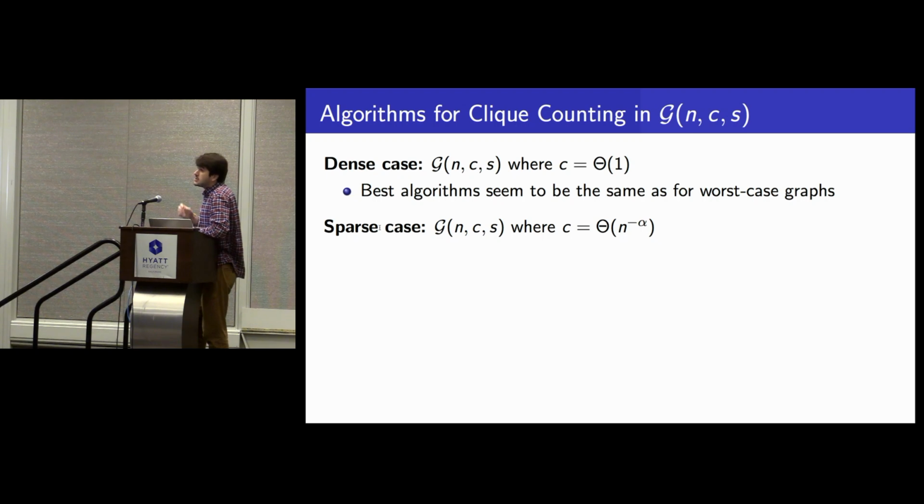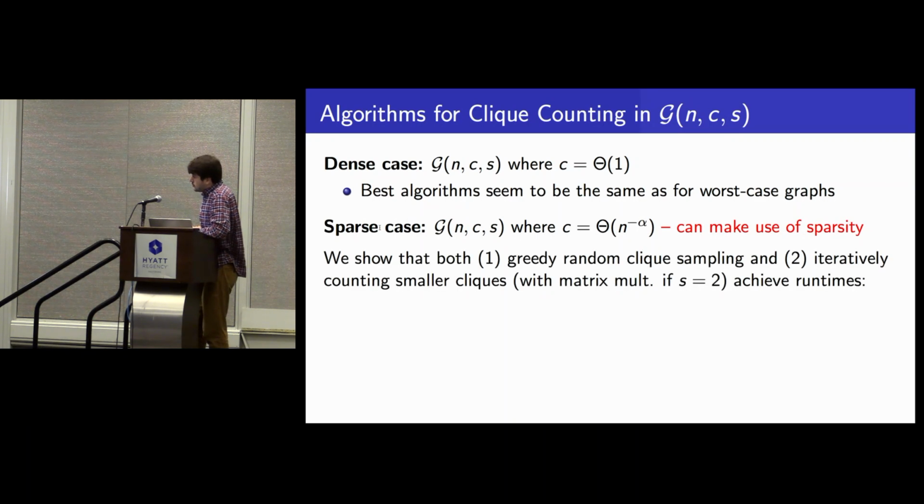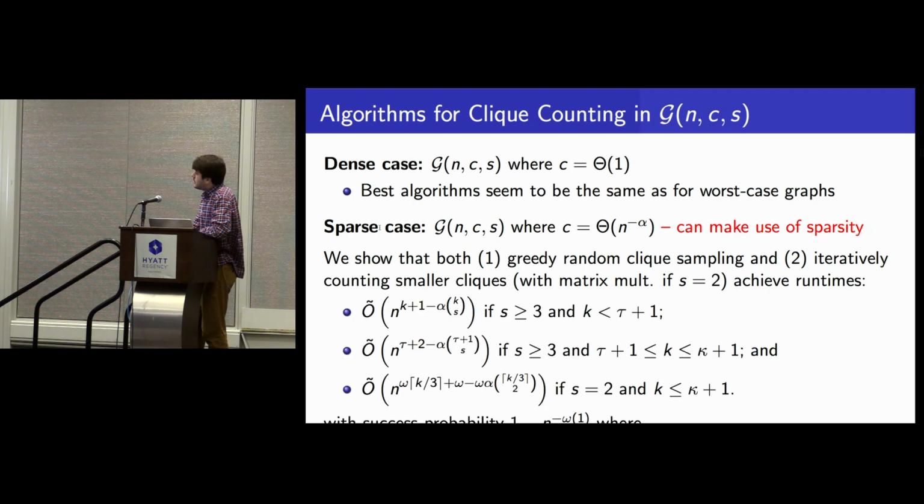where the edge density C goes to 0, we can take advantage of this sparsity to get faster algorithms. So using some greedy random sampling, we can speed up the runtime of the K-clique counting algorithm. And we get the following complicated looking runtimes, and I apologize, it seems to be cut off at the bottom of the screen.